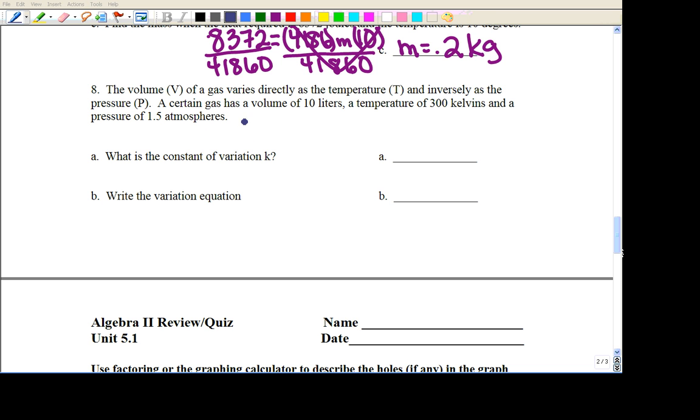So the first variable will be V. So I'll have V equals, always immediately put the K right next to it. And the temperature, so it varies directly as the temperature, so that means anything that is directly varying goes on the top, or jointly. And then inversely as the pressure P, so anything that's inverse goes on the bottom.